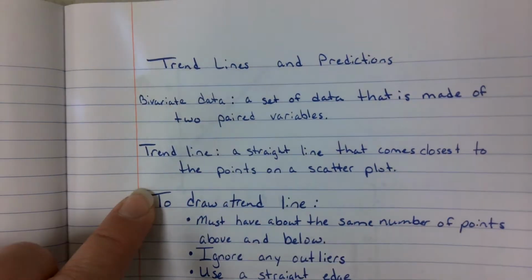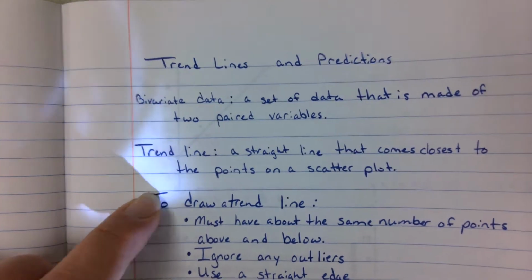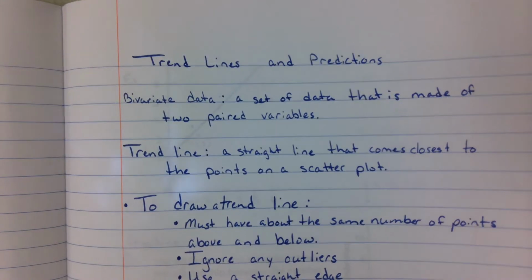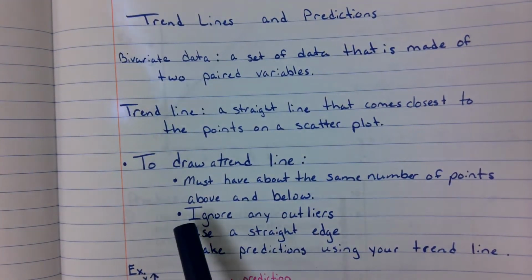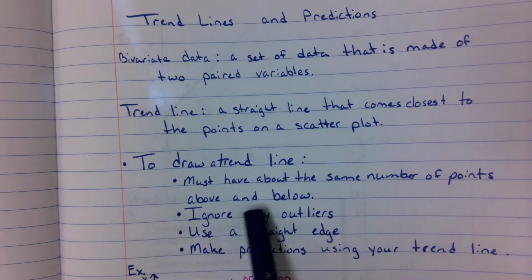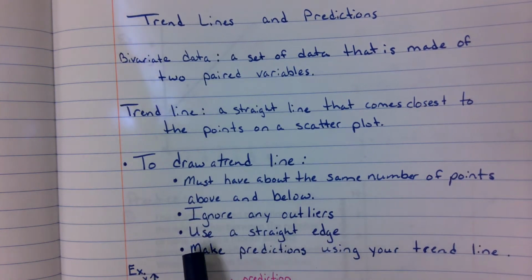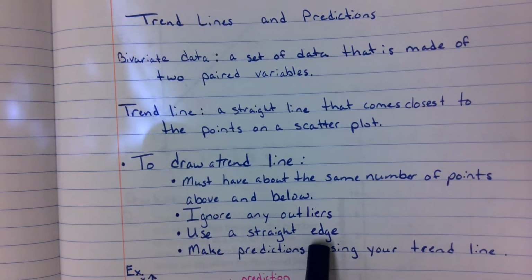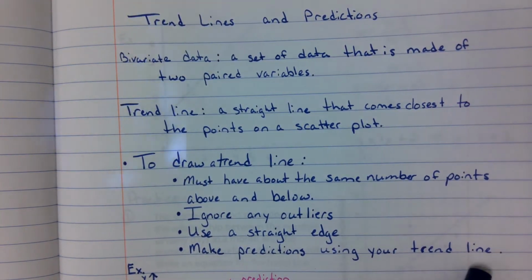The next one, we've already went over this on the last set of notes, but I wanted to remind you: a trend line is a straight line that comes closest to the points on a scatter plot. So you're kind of trying to cut those in half with your trend line. To draw a trend line, you must have about the same number of points above and below. And again, we're doing our best and we're estimating. We're going to ignore any outliers. You're going to use a straight edge. A ruler is the best thing to use. And then you can make predictions using your trend line.